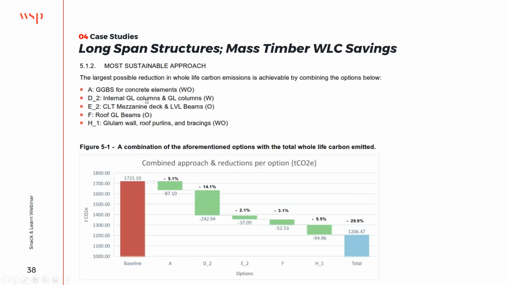So this is a review of the various different solutions, and what you can see here is that you have the baseline at 1,721 tons of CO2. By incorporating all the different solutions that we gave them, so GGBS in the concrete elements, the Glulam frame, the Glulam office, and the Glulam bracing and roof purlins, we were able to reduce the whole life cycle carbon by circa 30%, and that didn't account for the sequestration of the timber either. So if we incorporated that, we would have been much further down the line.